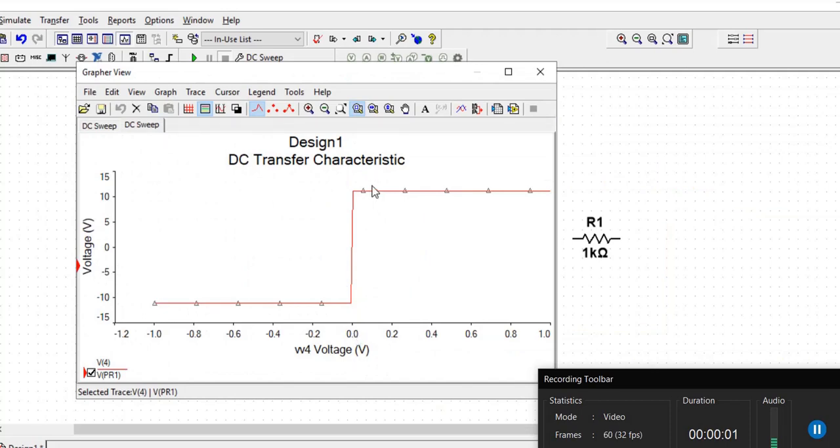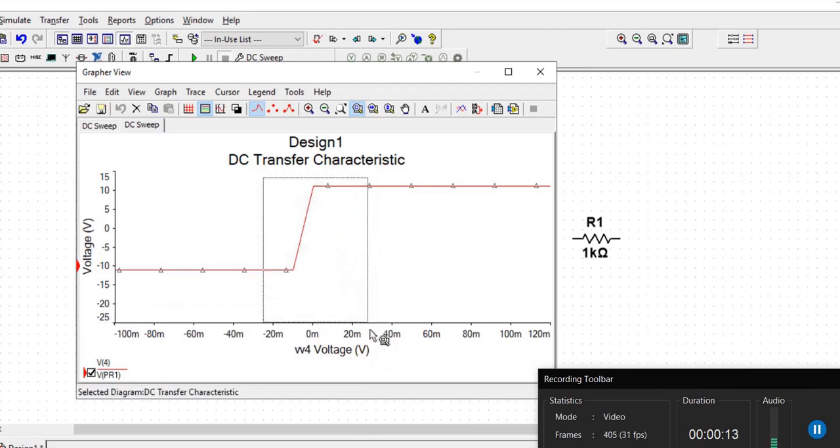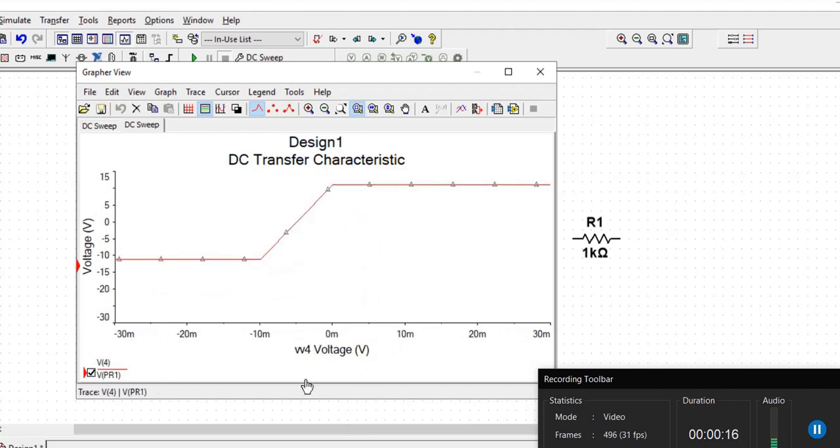Let's try to zoom in around 0 and see what's really happening here. Let's say reset, zoom in. Okay, I'm gonna zoom in around here. And as you can see, in a very small interval close to 0 volts, it's actually acting like a linear amplifier, right? So the voltage at pin number 3 is changing very little, but the voltage at the output is changing drastically, right? So this is like millivolts here, but this is like volts.